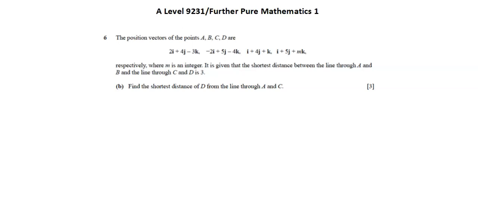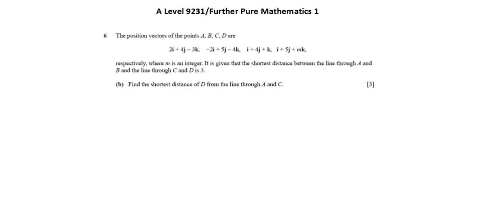This is the specimen paper for 9231 Further Pure Mathematics 1 for the 2020 exam series, question 6b. We've worked through A, the requirement for B: find the shortest distance of D from the line through A and C. To begin, as a reminder, the value of m in the main question we confirmed in part A is 2.